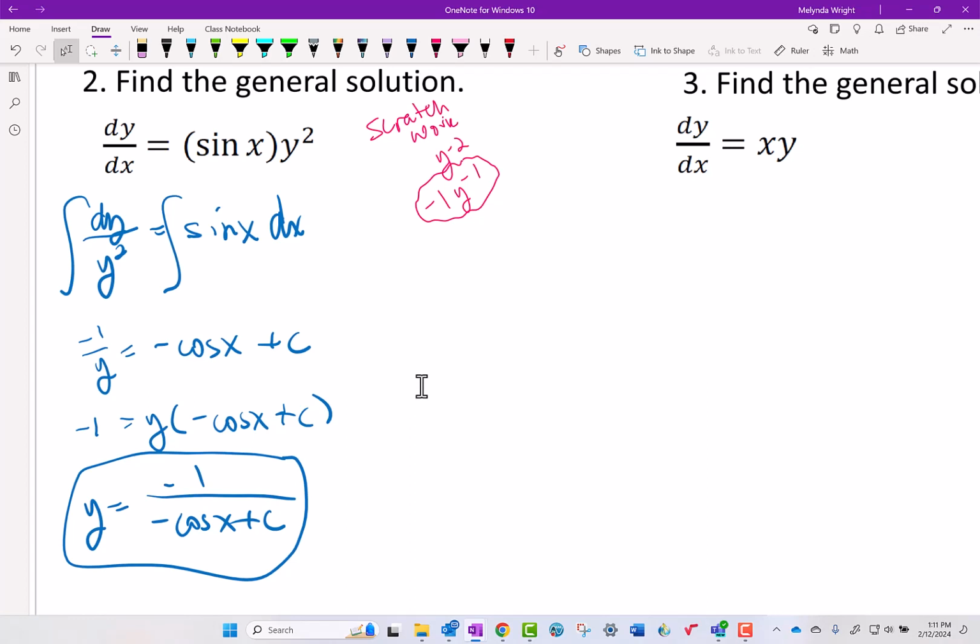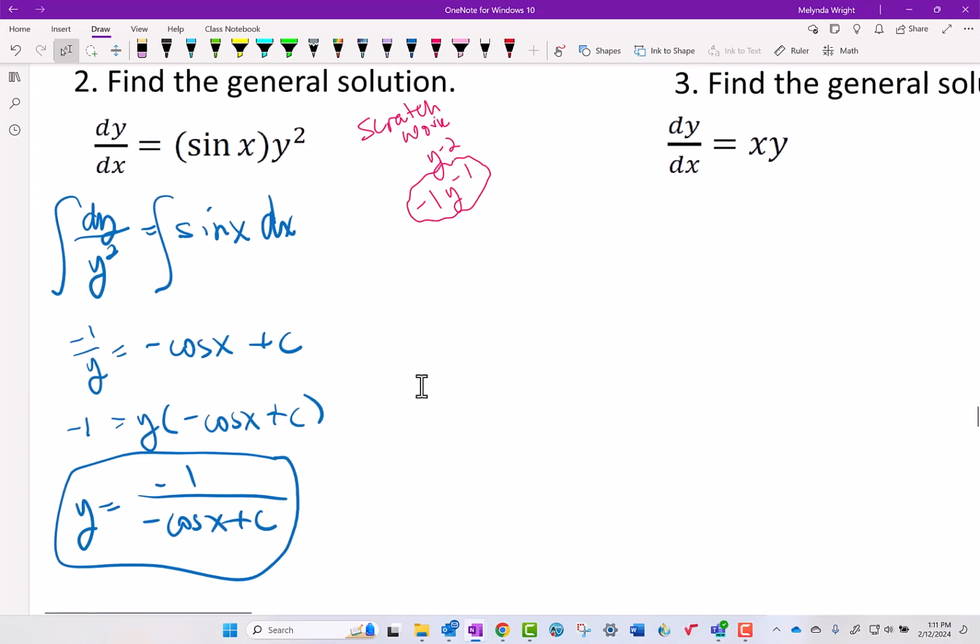Okay, the next one, again, we're going to find the general solution. So we've got to separate it first. So I need the dy and the y on one side and the x and the dx on the other. Okay. Integrate both sides.